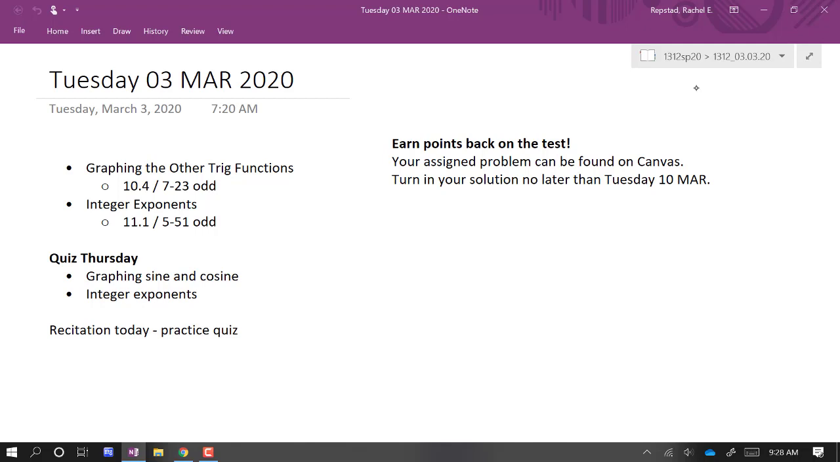Thursday's quiz will cover the graphing, but I'm just going to restrict it to the sine and cosine functions, and then integer exponents, which will be a little bit of review, covering some ground that we are already hopefully familiar with from last semester. And then the rest of that chapter is working with rational exponents and radicals and all that fun stuff.